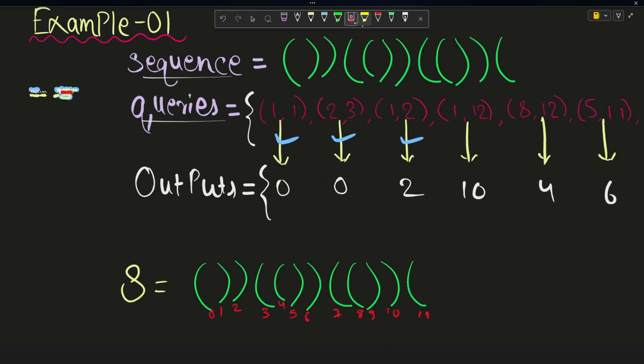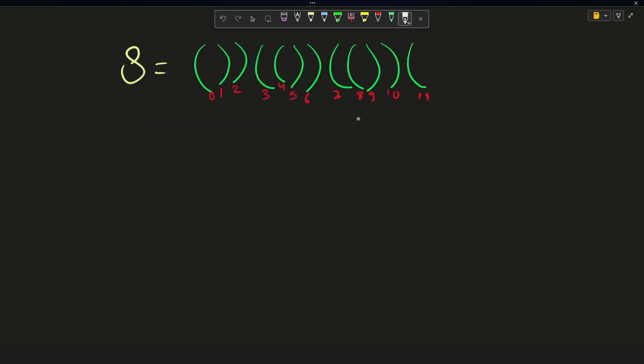Let us now move to the fourth query, that is from 1 to 12. So this will be interesting to understand. Let's see. Since this is from 1 to 12, I can say that in 0 based it is actually from 0 to the 11th index, right? And if you see also, then 0 is our starting index and 11 is our last index. So it means that now we have to answer the query for this whole range.